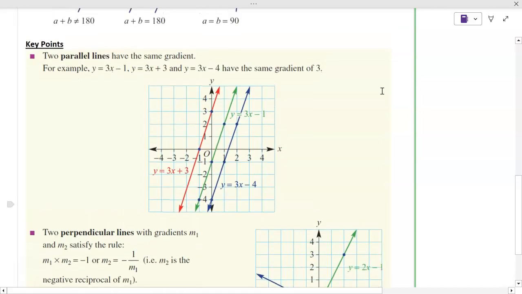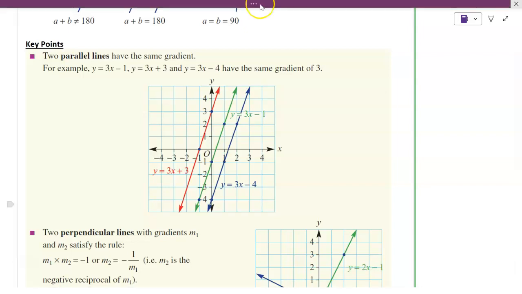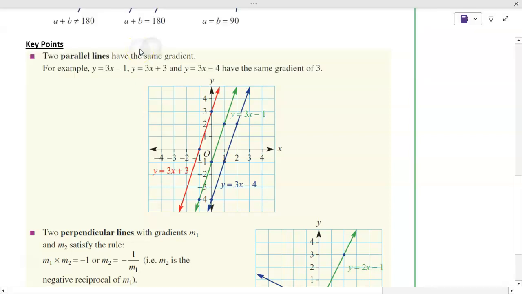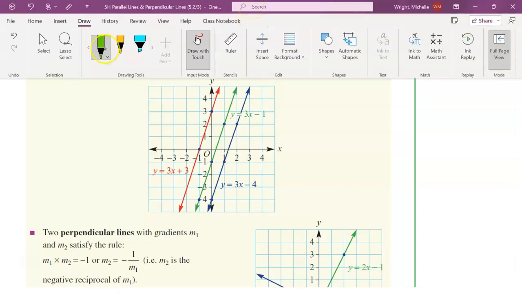So what we're going to have a look at is what it means for lines to be parallel. And for lines to be parallel, they have the same gradient. So I'm going to just highlight that formula on that sheet for you. Two lines are parallel if they have the same gradient. And what does that actually mean?